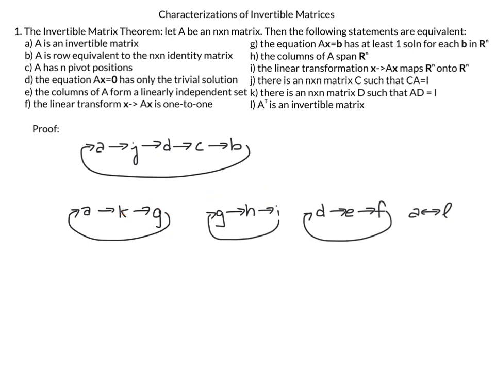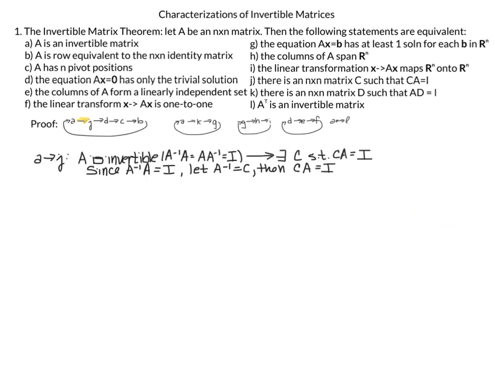Similarly, we have this other smaller circle. Once we're here at G, we can get to H and I. And then over here from D, we can get to E and F. And then from A, we're just going to get to L. So these are the different circles, 3 circles and one straightforward proof. And to show where we are in the proof, when we're working on a particular step, I'll outline it in yellow. So we're going to start with A implies J.